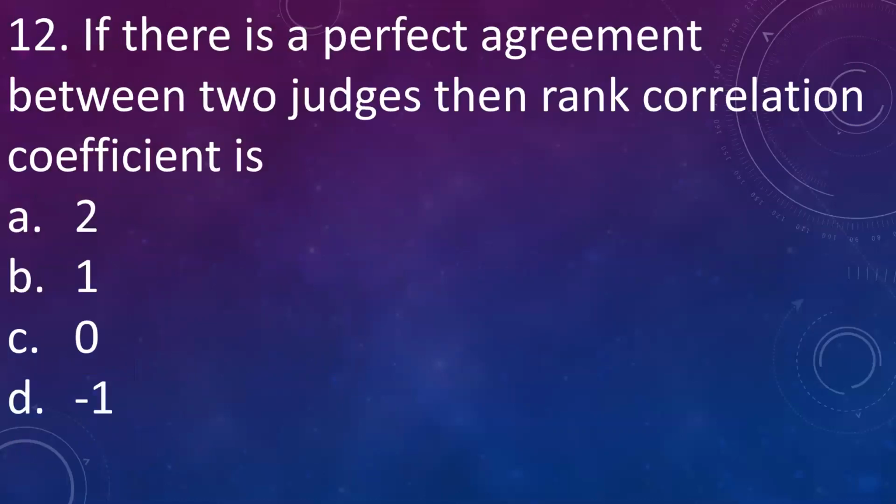And if there is a perfect agreement between two judges, the rank correlation coefficient is: A. 2, B. 1, C. 0, D. Minus 1. Answer is plus 1, because there is a perfect agreement between two judges. So rank correlation will be 1. If there is perfect disagreement, then it will be minus 1.